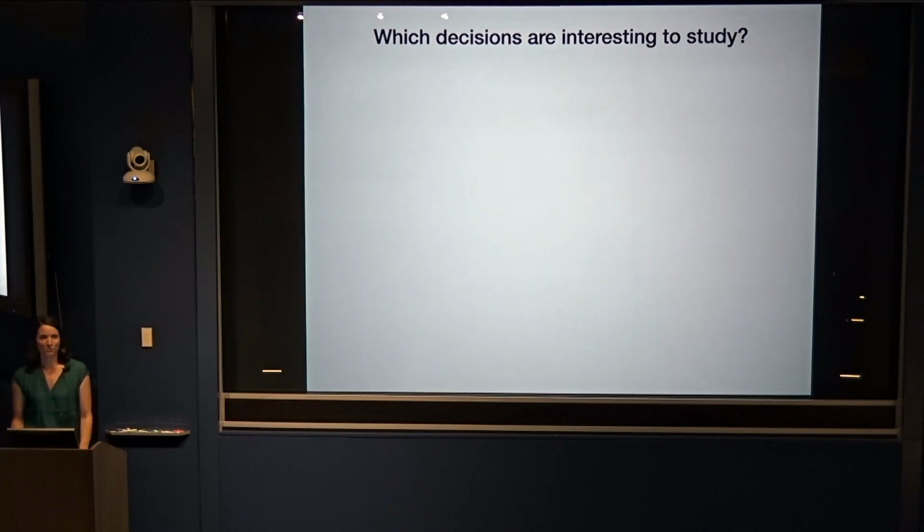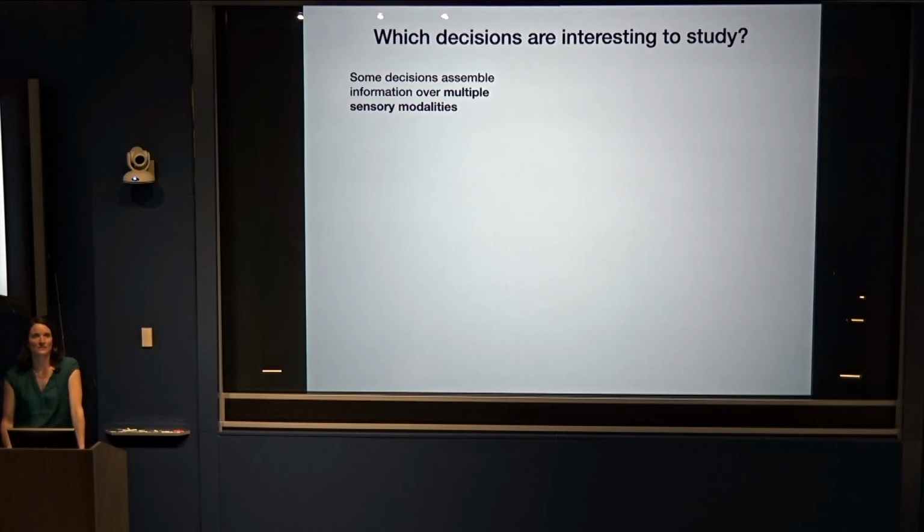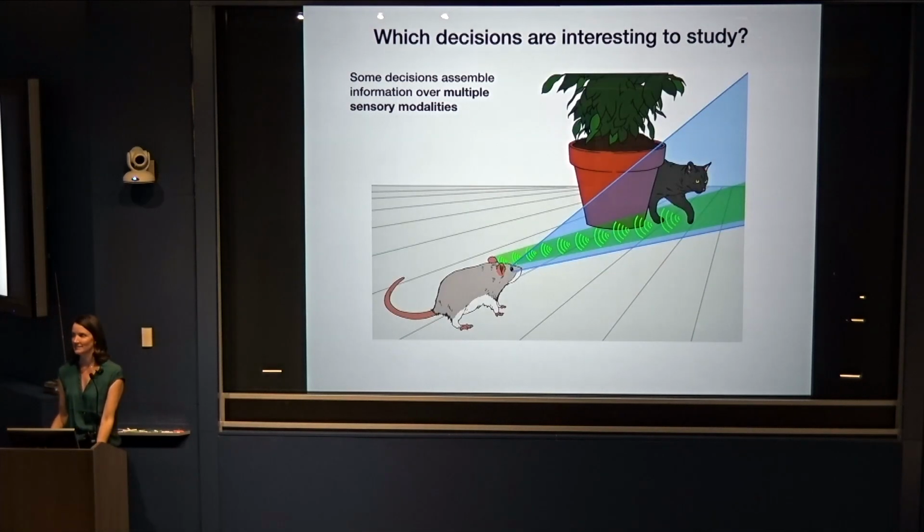So for me, one feature of decisions that makes them interesting is decisions that assemble information, that is to put together or integrate multiple sources of information. And there's lots of ways you might do that. So some decisions assemble information over multiple sensory modalities. In this example here, the mouse can get auditory information from the cat's paw on the floor, and also visual information by seeing what direction the cat is moving. And the animal might integrate those two sources of information to make an estimate about what direction that cat is going to move. And that's obviously a pretty important decision because it could be life or death for the mouse that has to plan its own escape route.